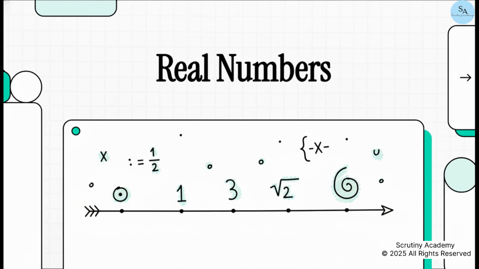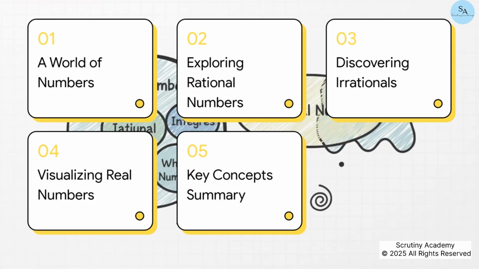We're going to create the complete number line and put every number in its proper home. Let's jump in. So here's our game plan. We'll start by sorting numbers into different groups. Then we'll dive into the world of rational numbers and see just how crowded it is. After that, we'll uncover some mysterious numbers hiding in the cracks, the irrationals. We'll even figure out how to find them on a number line. And then we'll wrap it all up with a super quick summary of the key things you gotta know.